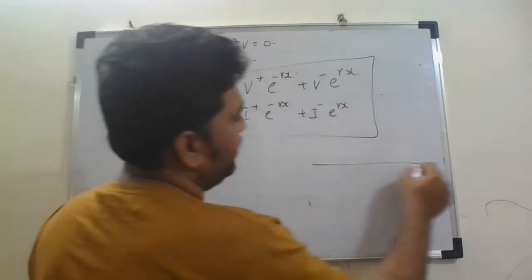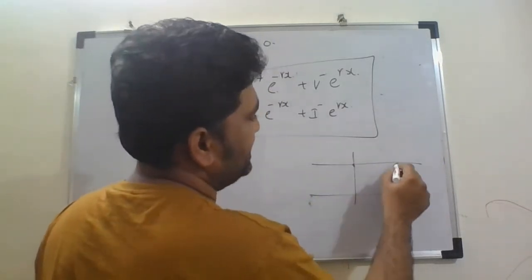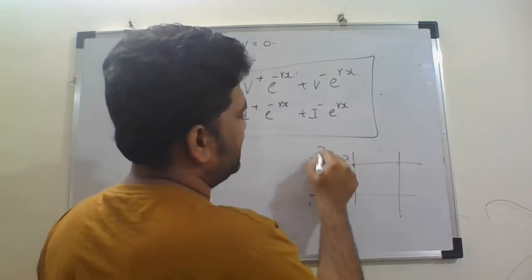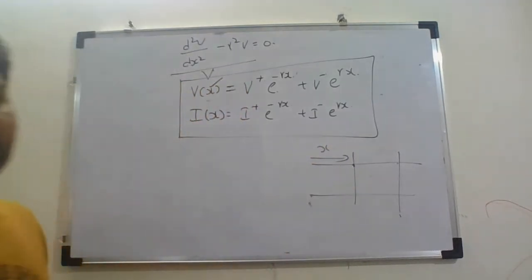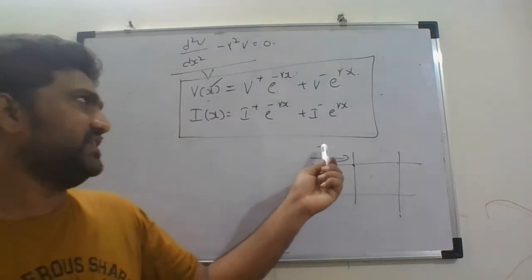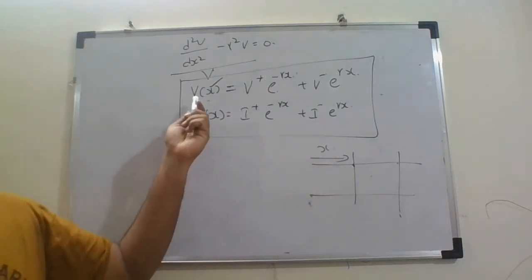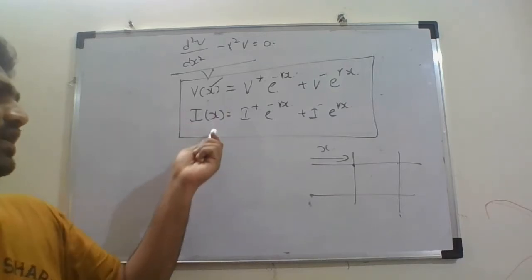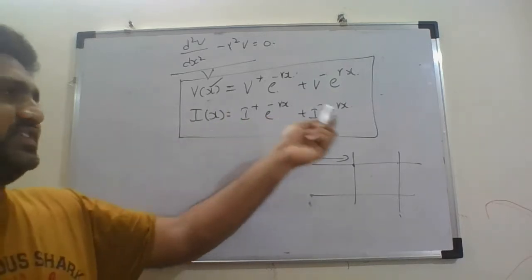x is nothing but the distance. Here the distance is taken from the source end. x is the distance from the source end. So if the value of x is known, then we will be able to calculate voltage or current at any point x using these expressions.